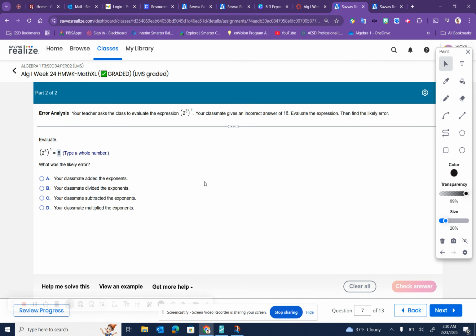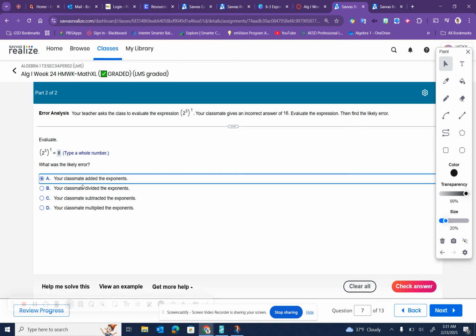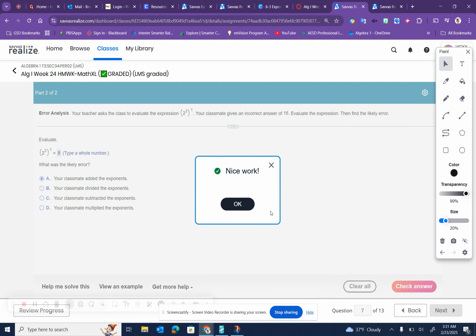And then it goes to the next part that, because we're analyzing this classmate, they got the incorrect answer of 16. Why is that? So they probably added the 3 and the 1 to get 2 to the 4th, because 2 to the 4th does equal 16. So it would look like maybe their error was the classmate added the exponents instead of multiplied.